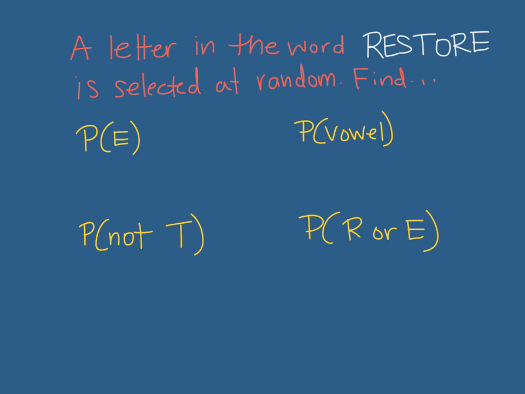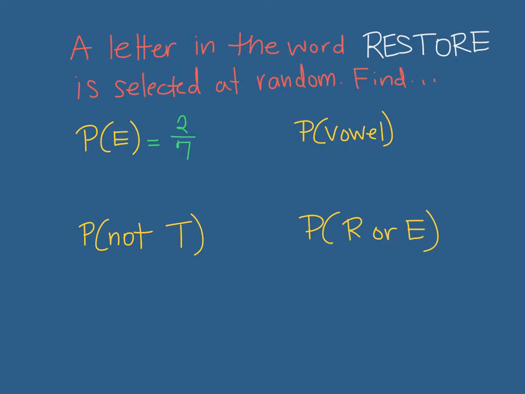All right, so a new situation here. A letter in the word restore is selected at random. Find the probability that the E is chosen. So again, probability is number of ways to get what we want. So how many E's are there? 2. Out of total. Total in this case would be how many letters are in the word. Rest plus 3 more. 7. 7 letters. 2/7 doesn't simplify, so that would be the end there.